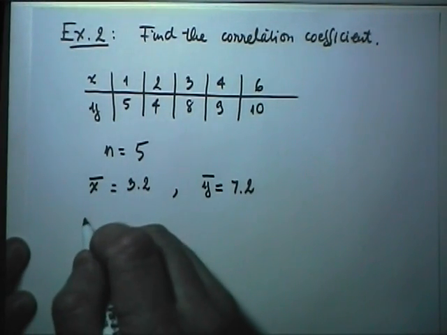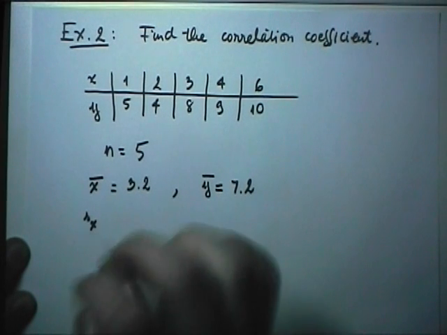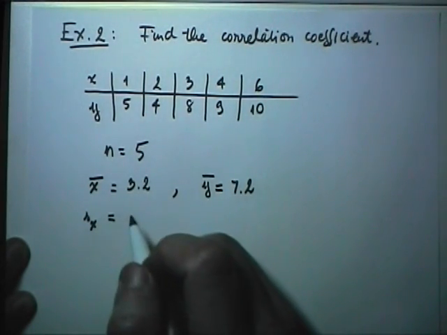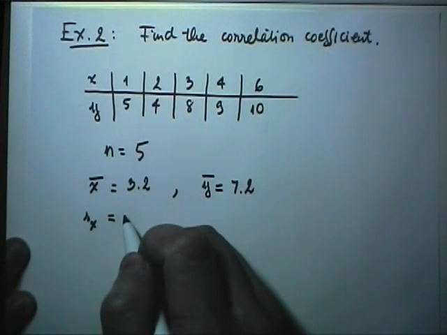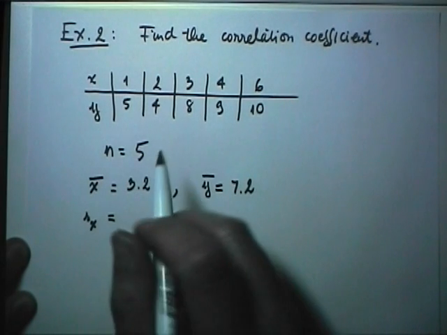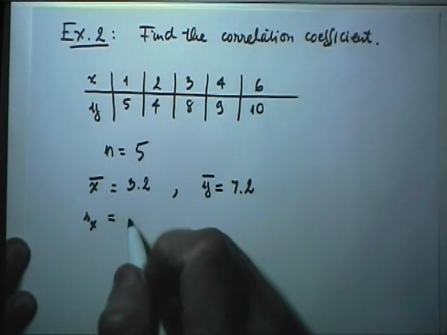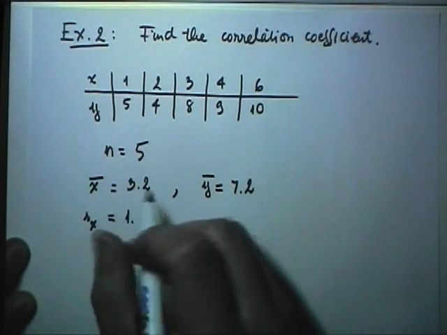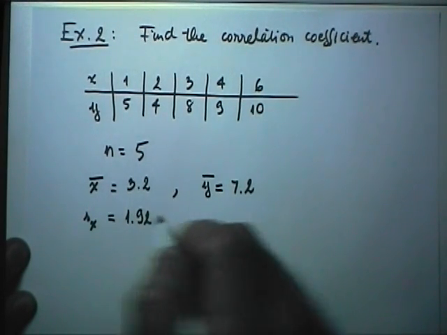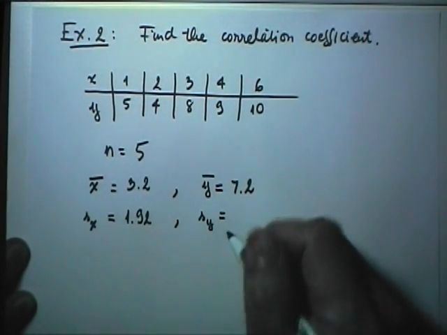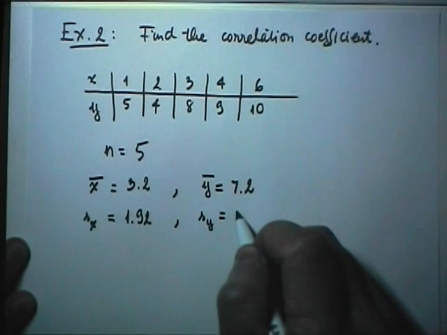And likewise, I have to also compute the standard deviation for all the x. Once again, you should pause my video at some point and do the calculation for all these standard deviations yourself also. So now my standard deviation for x is 1.92. And the standard deviation for my y values is going to be 2.59.